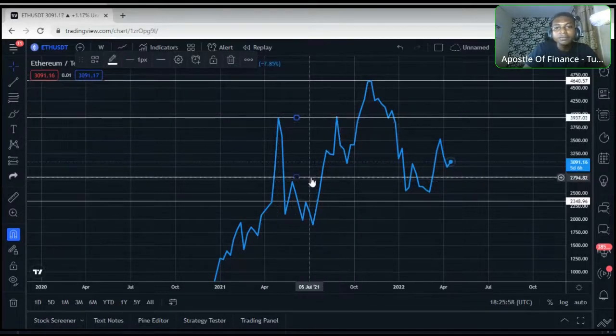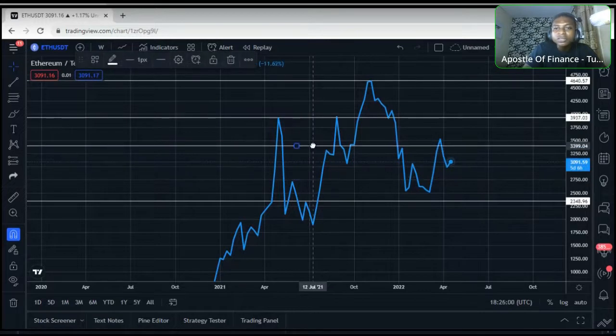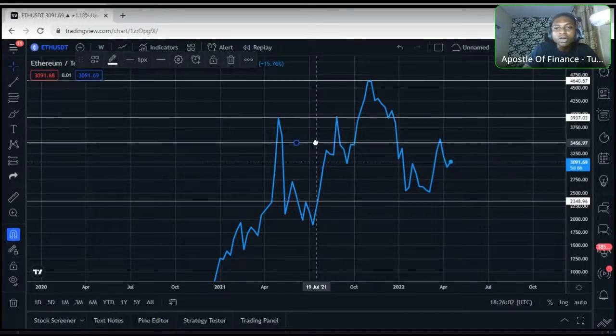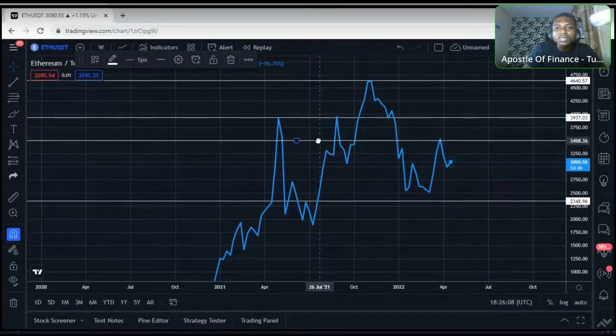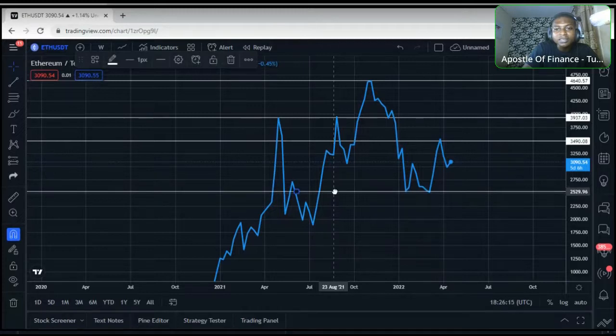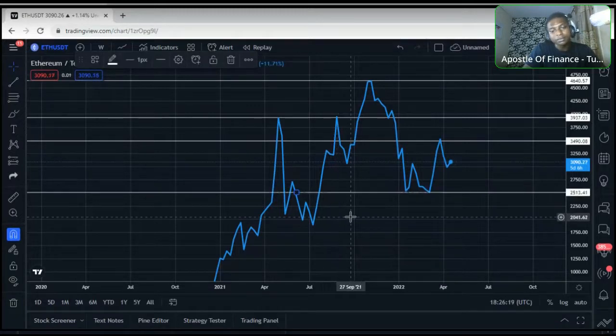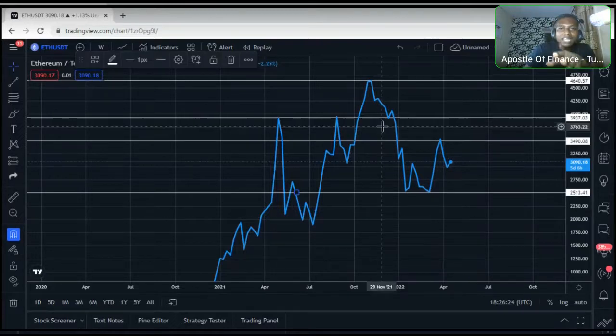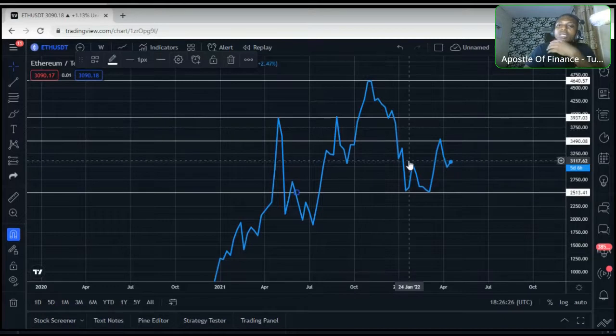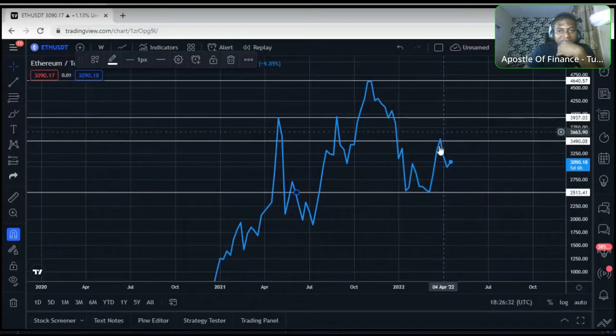Then the next one is around this region. I'll draw my line. I can come and use this or this, whichever one. I draw my line. Then this. All right. Having been able to map out support and resistance levels, if you look at these levels now, this is a support level. This is a resistance level. Look at what happened there. Price went up and was rejected.